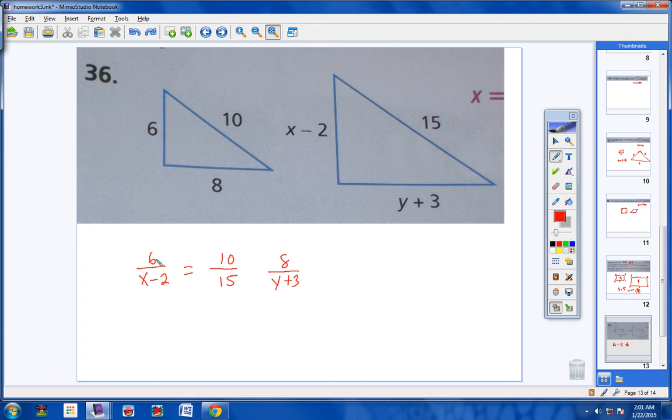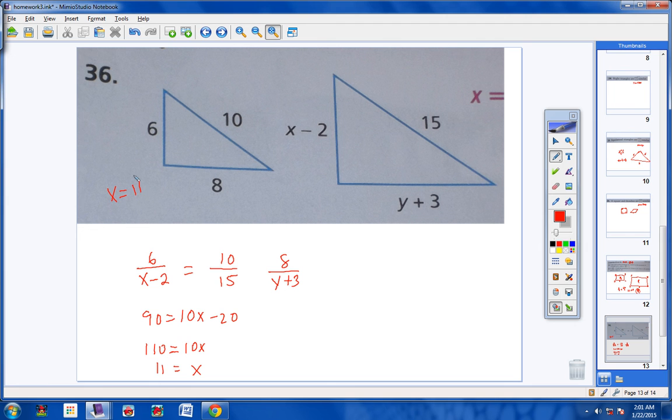Okay, so 6 times 15 is 90. 10 times x minus 2 is 10x minus 20. Add 20 to both sides, 110 equals 10x. Divide both sides by 10, 11 equals x. So there we go. We know that x equals 11.